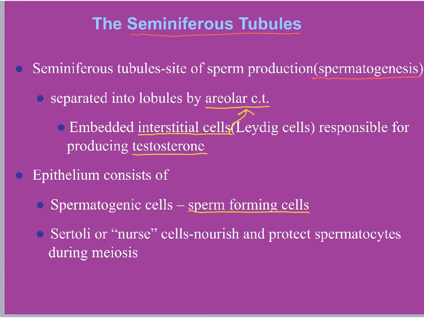And then surrounding those spermatogenic cells, and making a nice snug location for those cells to develop sperm, are Sertoli cells. Sometimes these are called nurse cells, and their job is to nourish and protect the growing sperm. We call those growing sperm spermatocytes. That just means sperm cell. And so they're protecting and nourishing those spermatocytes as they complete the phases of meiosis.